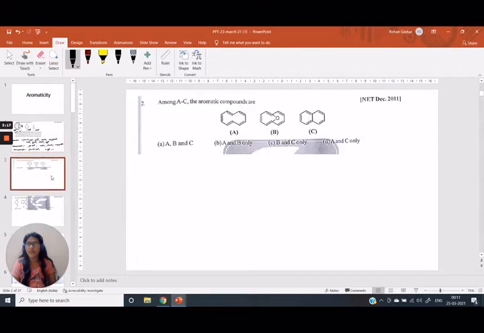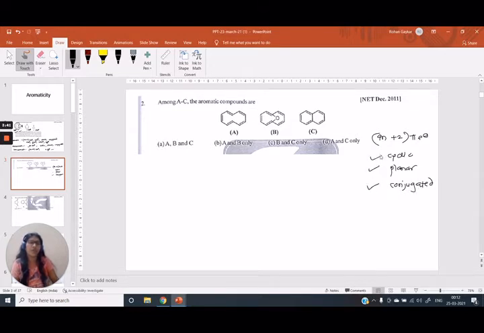Now we can see the next question. The next question is: among A, B, C, the aromatic compounds are? We have to find out the aromatic compounds. For an aromatic compound, the system consists of 4n plus 2 pi electrons, and the system must be cyclic, planar, conjugated. This is the Huckel rule. If it follows all these points, then the given compound is aromatic.